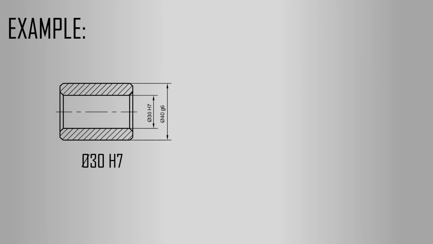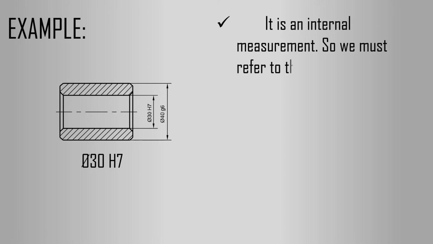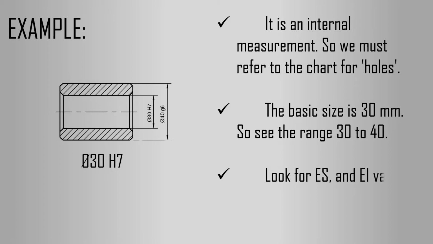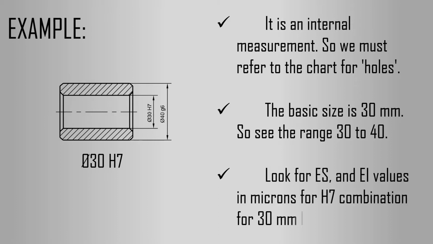Now, we can see one example for this. First, it is an internal measurement, so we must refer to the chart for holes. Second, the basic size is 30 mm, so see the range 30 to 40. And the third step, look for ES and EI values in microns for H7, combination for 30 mm basic size.